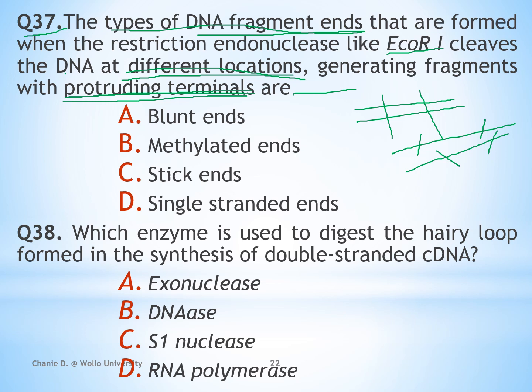So from those given alternatives, which one is the correct description of this statement? A, blunt end. No, it has equal ends. B, mutilated ends. No, there is no such type of pattern. C, sticky ends. This is the correct answer. D, single-stranded ends. There is no such type of pattern. So sticky ends are the unequal DNA fragment ends due to the action of restriction enzyme. So C is the correct answer for question number 37.